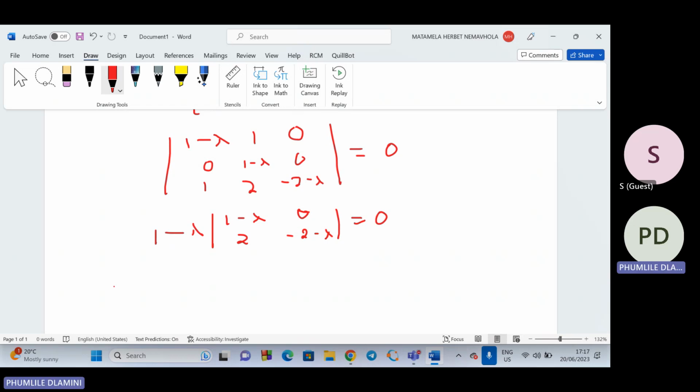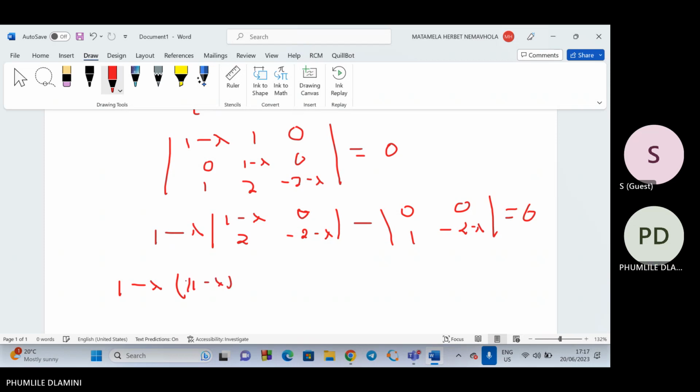So here it's going to be equal to 0, then, oh sorry, I forgot the 1 there, minus this one here, which is going to be 0, 0, 1, and minus 2 minus lambda, but it's still going to give us 0, it's fine. So when we work it out, it's going to be 1 minus lambda. This one times this one is going to be 1 minus lambda, and minus 2 minus lambda.